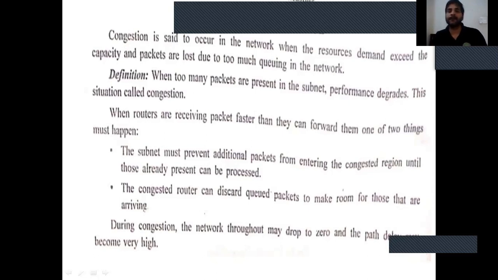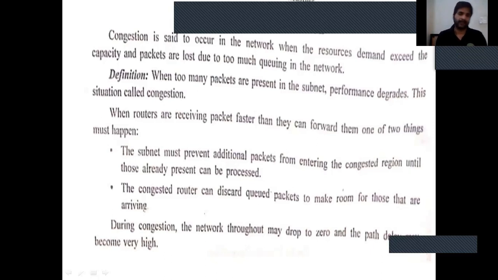When routers are receiving packets faster than they can forward them, one of two things must happen. First, the subnet must prevent additional packets from entering the congested region until those already present can be processed. This is the first point. And now the second point: the congested router can discard queued packets to make room for those that are arriving. These are the two main things that must happen when packets are received faster than they can be forwarded.